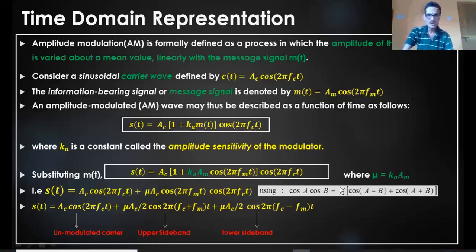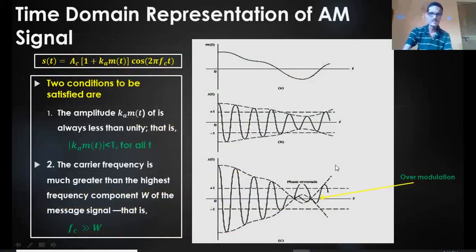Okay. Now moving on to the next case, just look at this representation. This is the time domain equation we know already. This is the graphical representation of the modulated signal. I have taken two example waveforms here. This is perfect modulation. This is not perfect modulation. We call this over modulation.